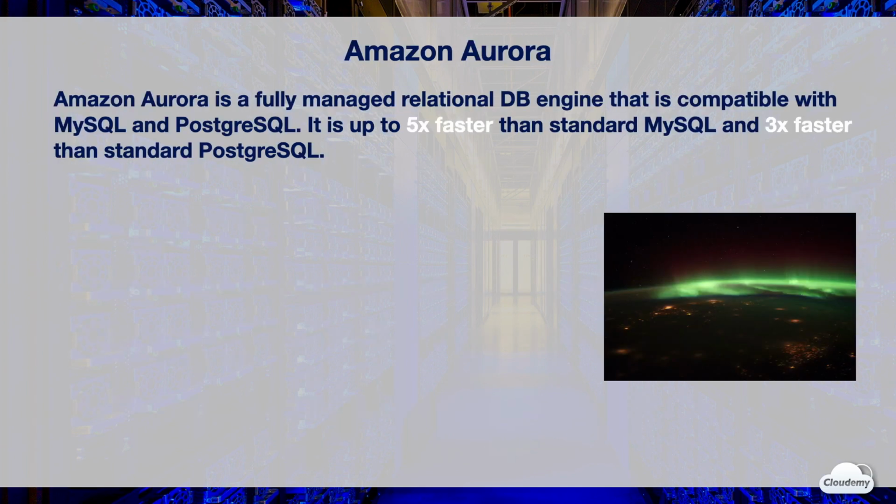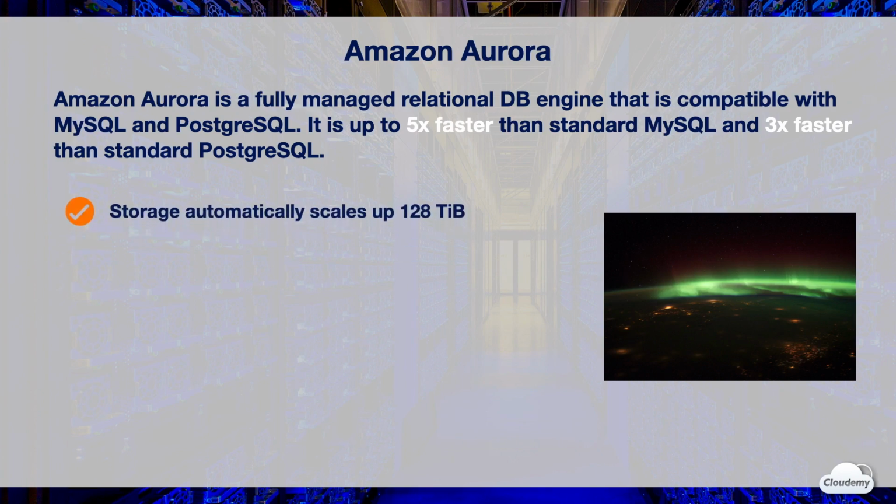Amazon Aurora is a fully managed relational database engine that is compatible with MySQL and PostgreSQL. It helps you with time-consuming database administration tasks, such as hardware provisioning, database setup, and backups. It's up to 5 times faster than standard MySQL, and 3 times faster than standard PostgreSQL.